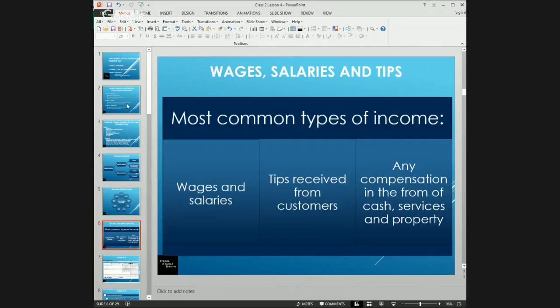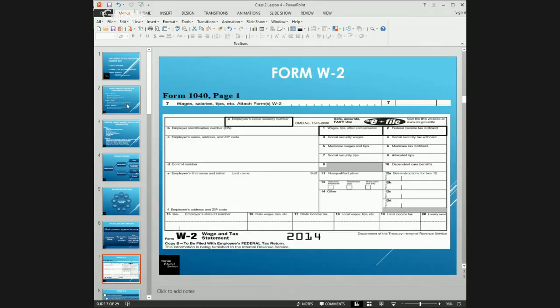The most common types of income are wages and salaries. This would be the most common types of earned income: wages and salaries, tips that are received from customers, and other compensation in the form of cash, services, and property. This is what a sample W-2 looks like, as well as the highlighting of line 7 on the 1040. So line 7 on page 1 is where the primary line for income will be on the U.S. tax return.